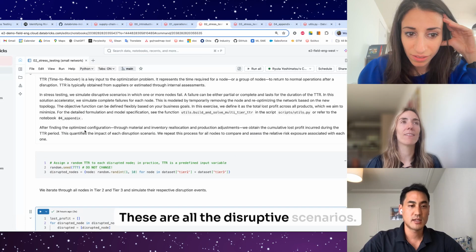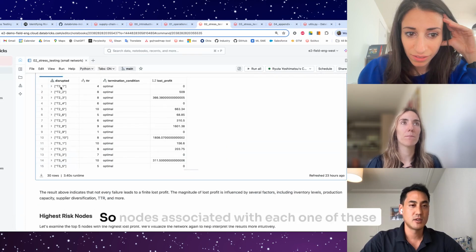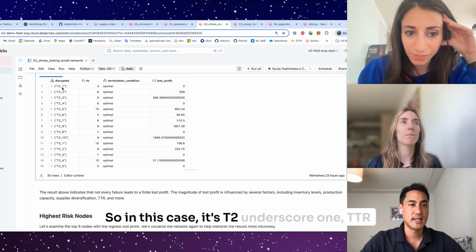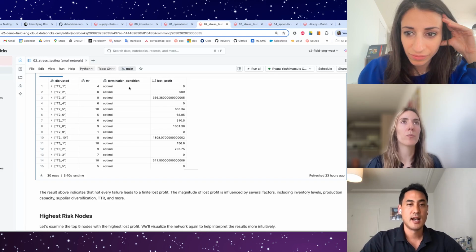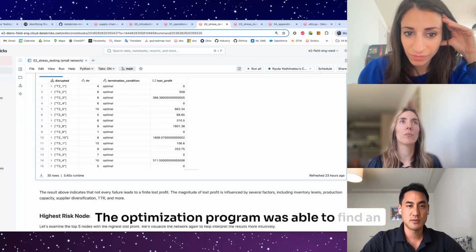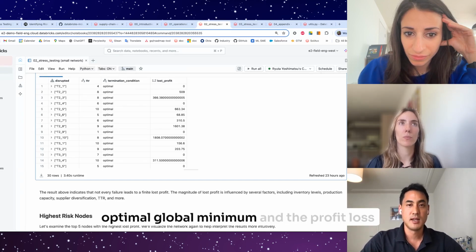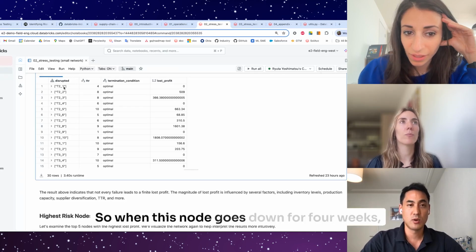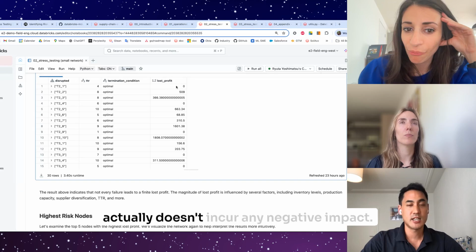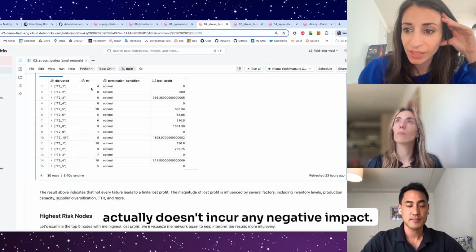And these are all the disruptive scenarios, so nodes associated with each one of these disruptive scenarios. In this case, it's T2_1. TTR is, for whatever the unit is, 4 weeks. Let's take it 4 weeks. The optimization program was able to find an optimal global minimum, and the profit loss was 0. So when this node goes down for 4 weeks, it actually doesn't incur any negative impact.